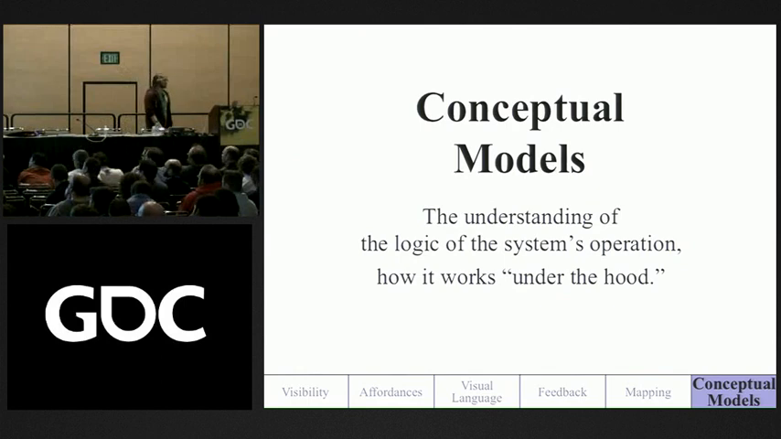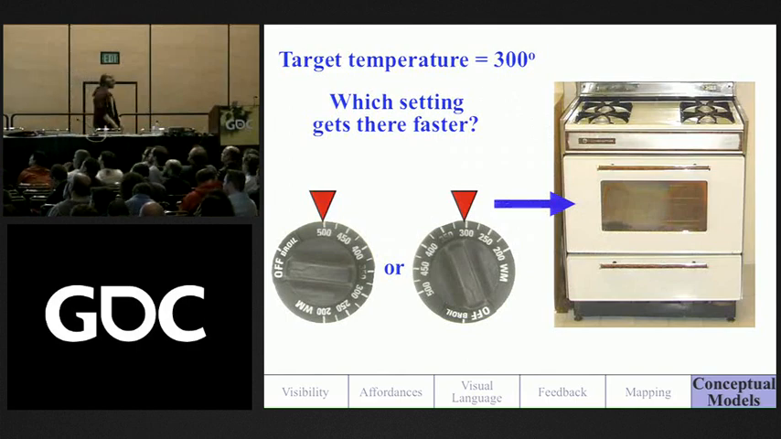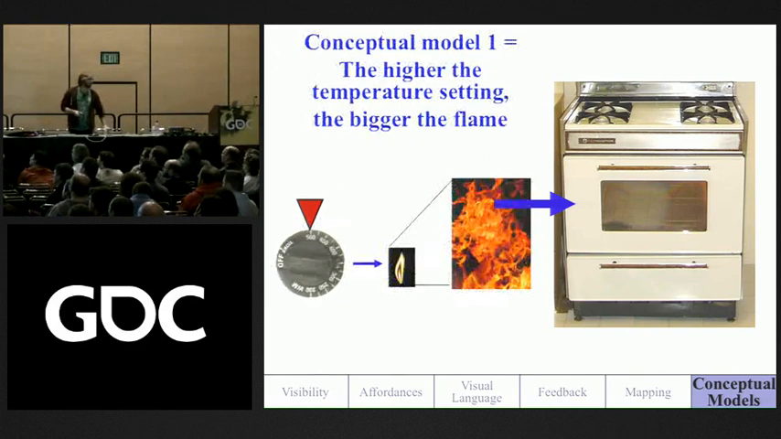And the last principle is conceptual models, which is understanding how the systems that you're interacting with in the puzzle work under the hood, how they really work. So the best example from user-centered design to describe this is an oven. If you want to get an oven to the temperature of 300 degrees, does setting it to 500 get it to the temperature of 300 faster than just setting it to 300? So the answer to this depends on what conceptual model is accurate.